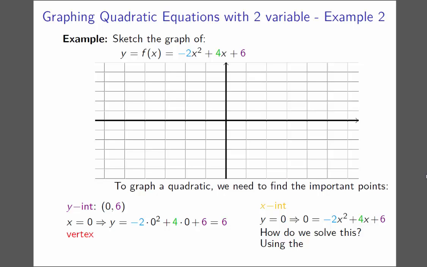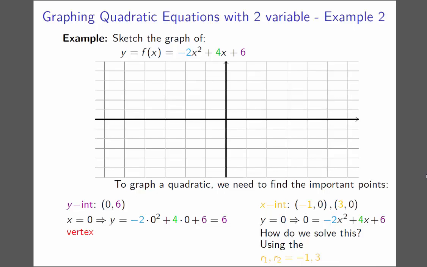Using the quadratic formula, we find that our roots are negative 1 and 3, which means that the x-intercepts are at (negative 1, 0) and (3, 0). Now, to find the vertex, we'll start by finding the x value of the vertex, what we've been calling h. We found that h equals negative b over 2a, which in this case is negative 4 over 2 times negative 2, which is negative 4 over negative 4, which is just 1. So we get that h equals 1.